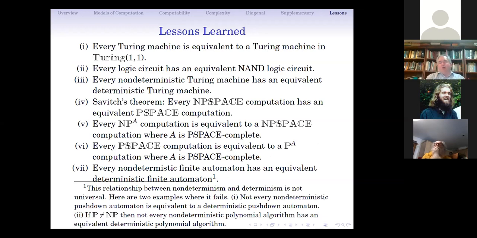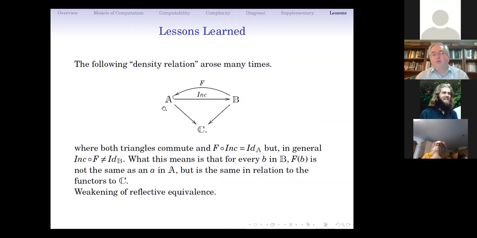Every Turing machine is equivalent to a Turing machine in Turing 1.1. So every Turing machine that you saw probably has one tape. Sometimes it has two tapes, but they're equivalent to a 1.1. So let's go through there. This is Turing 1.1, Turing machines with only one tape. This is Turing machines with as many tapes as you want. Obviously there's an inclusion, but there's a way of encoding many tapes into one tape. It doesn't give you the same Turing machine, but it gives you the same function. So we see that over and over.